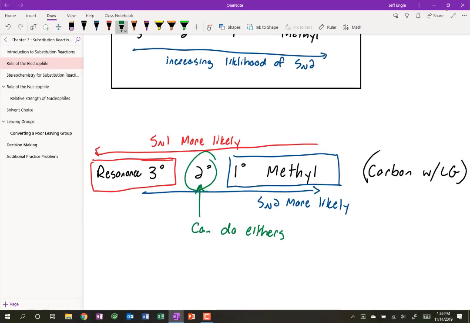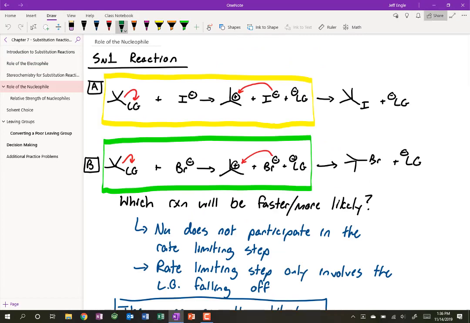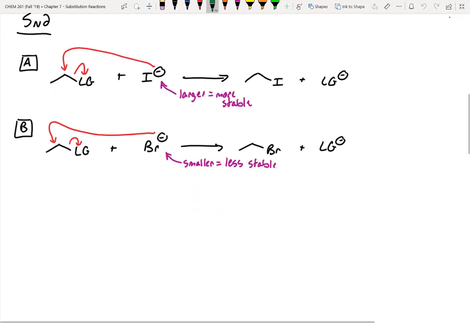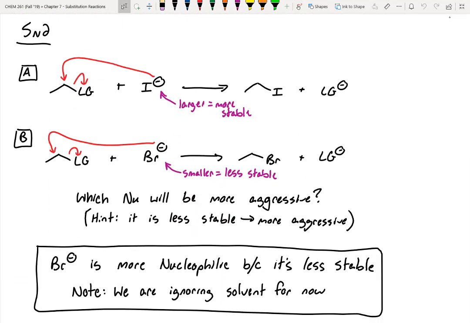All right, so yesterday we started talking about the nucleophile. So in an SN1 reaction, we said the nucleophile just doesn't matter because it's not involved in the rate limiting step. So SN1 reactions, you don't need a very good nucleophile in order for it to occur. You still need a nucleophile, it just doesn't need to be really strong. And then in SN2 down here, we took this situation where we had iodide as our nucleophile in reaction A, bromide as our nucleophile in reaction B. We said that bromide's smaller and less stable, therefore it would be the better nucleophile if we're ignoring solvent. All right, I've got another one though.